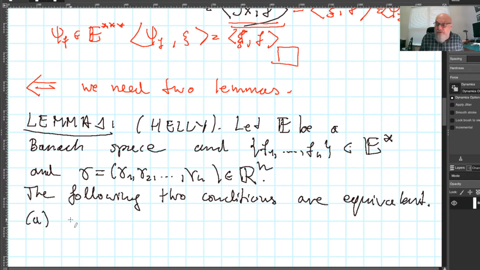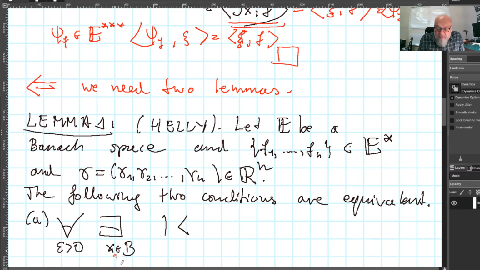The first condition is basically the following. For every epsilon larger than 0, there exists an x belonging to the unit ball, where we indicate that this choice of point depends on the epsilon, such that f_k of x_epsilon equals gamma_k, for every k equals 1 to n.